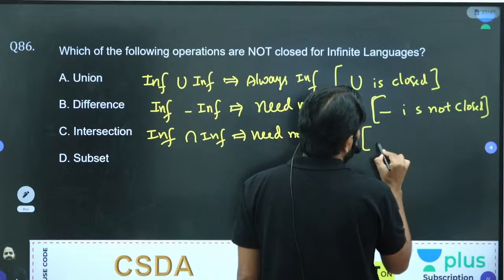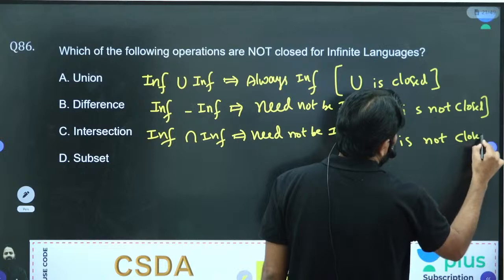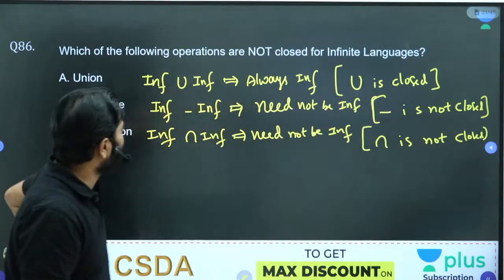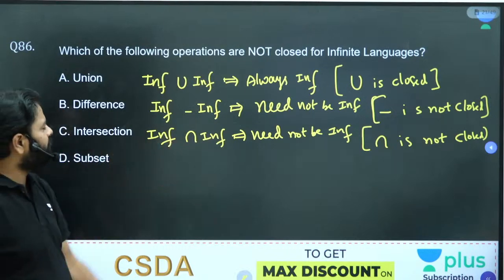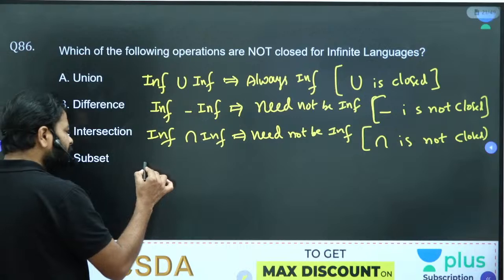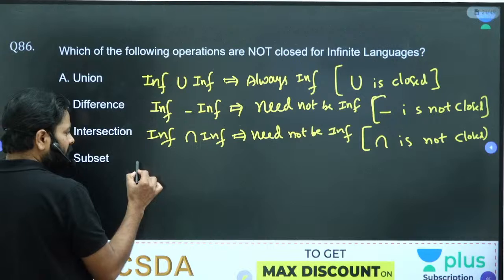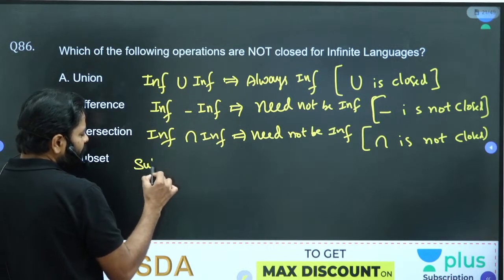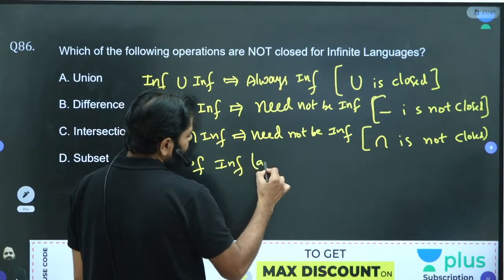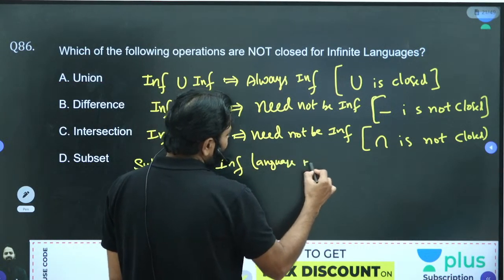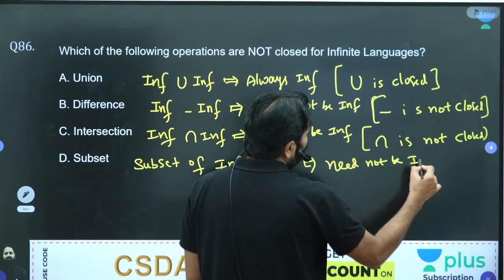Difference is not closed. Here intersection is not. The example I have given for differences was correct, like A star minus A star, you got the empty set. Here, A star intersection B star. Subset: when you take an infinite language and take a subset, can you prove it is always infinite? No, right? A subset of an infinite language need not be infinite. So it is also not closed.